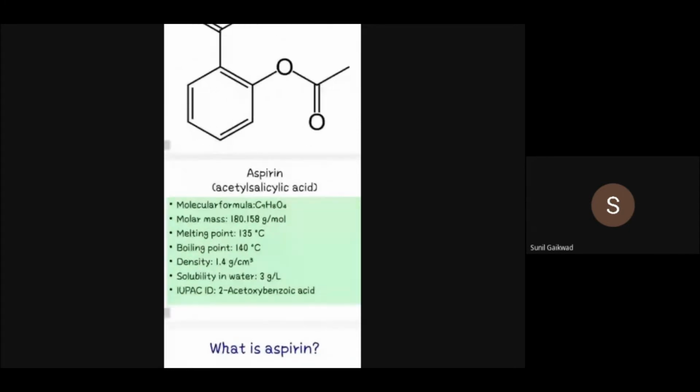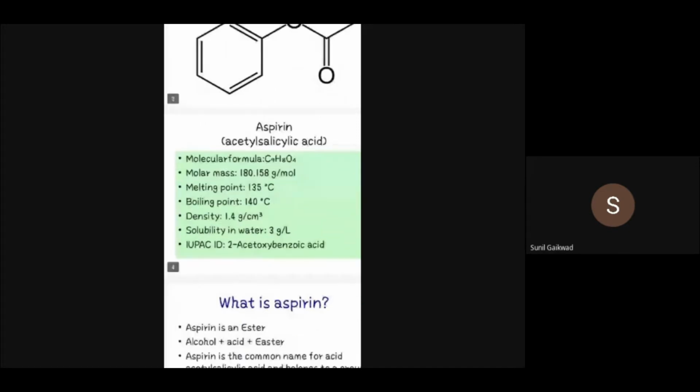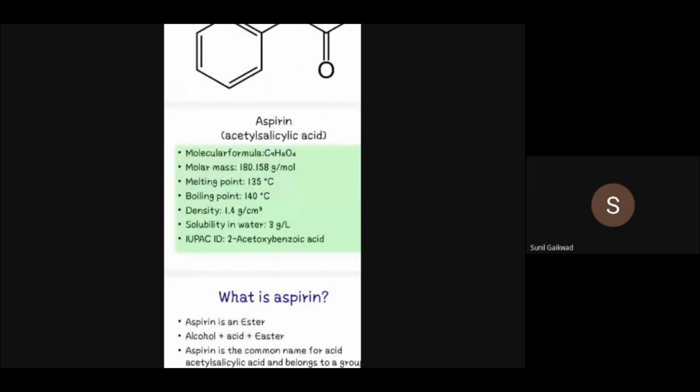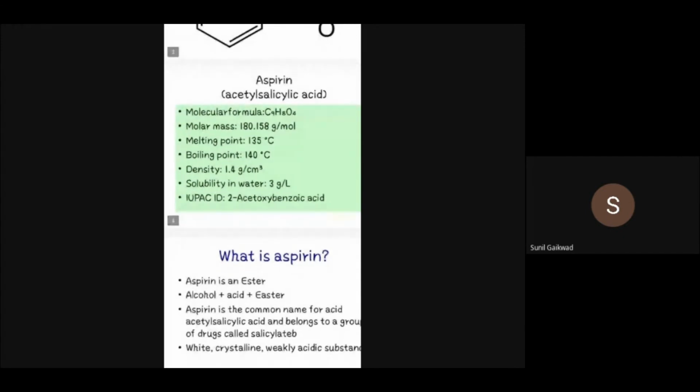Here is the basic information about aspirin, such as molecular formula, that is C9H8O4. Molecular mass of aspirin is 180.158 gram per mole. Melting point is 135 degrees Celsius. Boiling point is 140 degrees Celsius. Density is 1.4 gram per centimeter cube. Solubility in water is 3 gram per liter. Here is the IUPAC ID of aspirin.